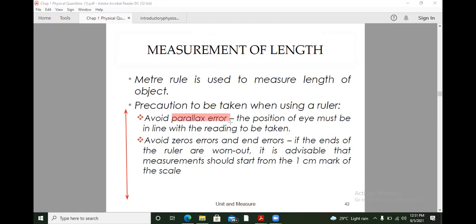Keep this term in your mind: parallax error. Now, what is this? The position of your eye must be in line with the reading to be taken, to avoid zero error and parallax error. If the ends of the rulers are worn out, mostly you have seen that the ends of the ruler are worn out, right? And the zero is not seen properly.